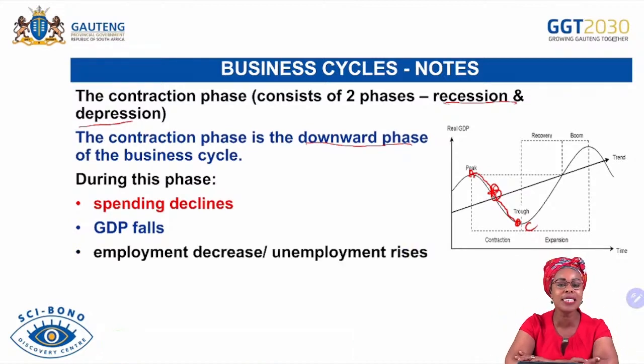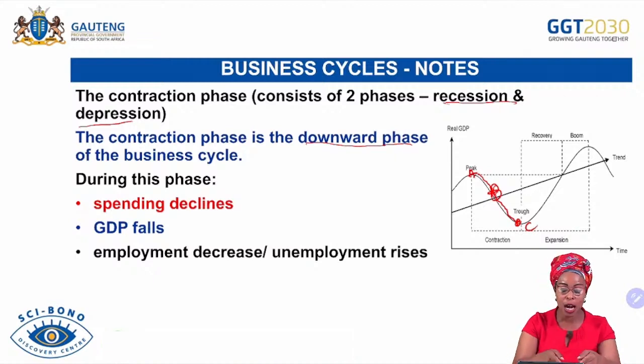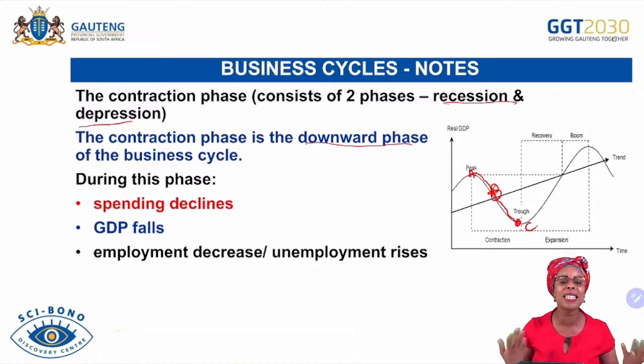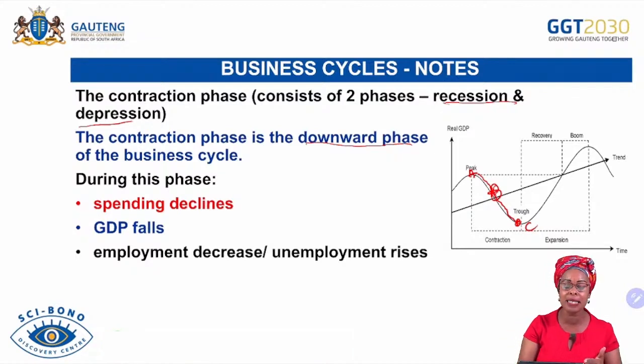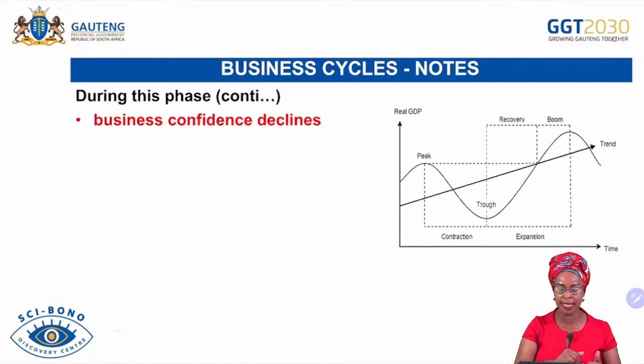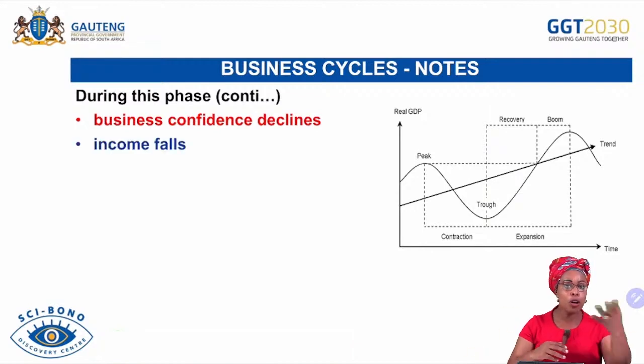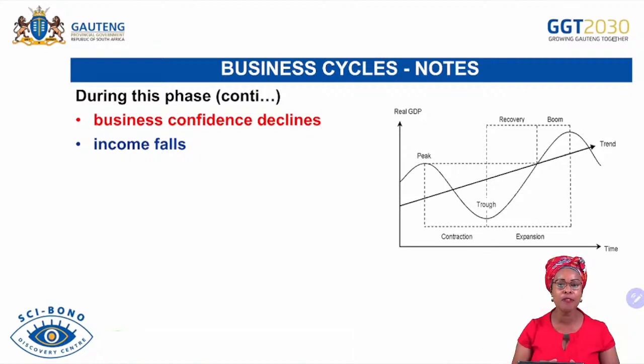Employment decreases. What causes employment to decrease? It's because now we are spending less. If we're spending less, businesses won't make enough profit. They will be forced to retrench workers. So that's why employment is a problem during this phase. Business confidence declines. If business confidence declines, businesses start to invest less, not more. They borrow less money for investment. Income falls. Which income? Profits, wages and salaries. Because some workers will be working fewer hours than before, while others will be without jobs.